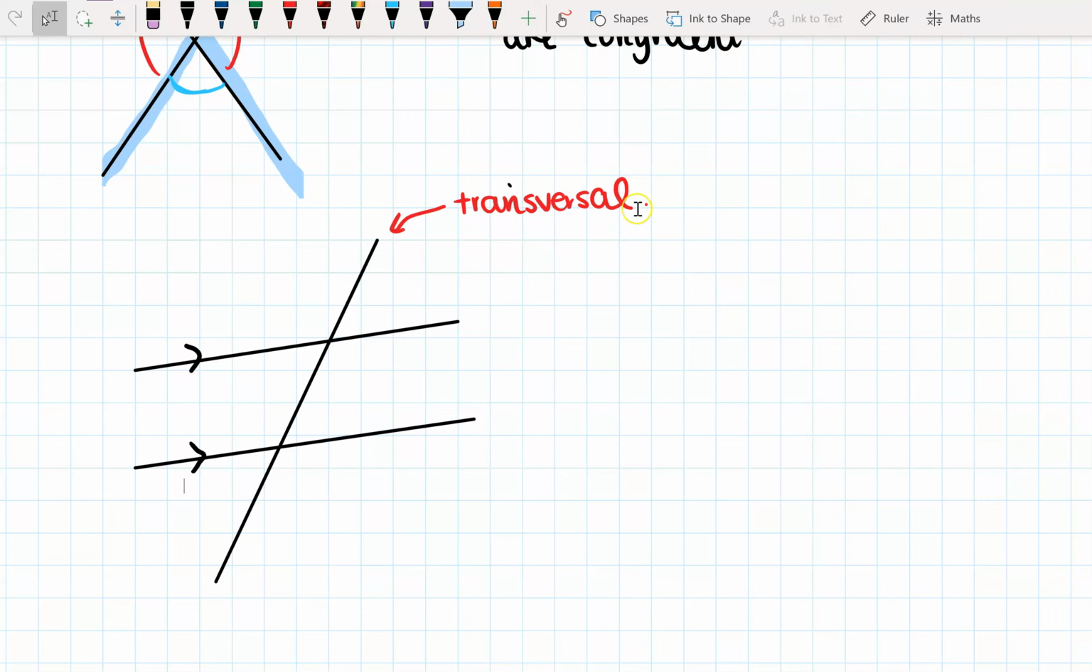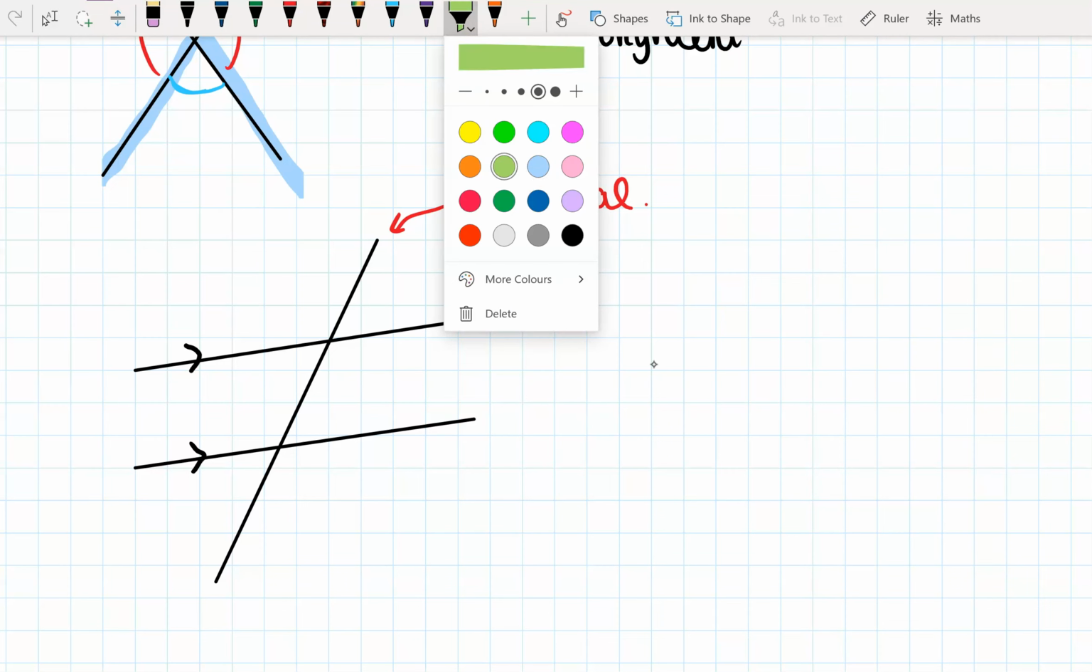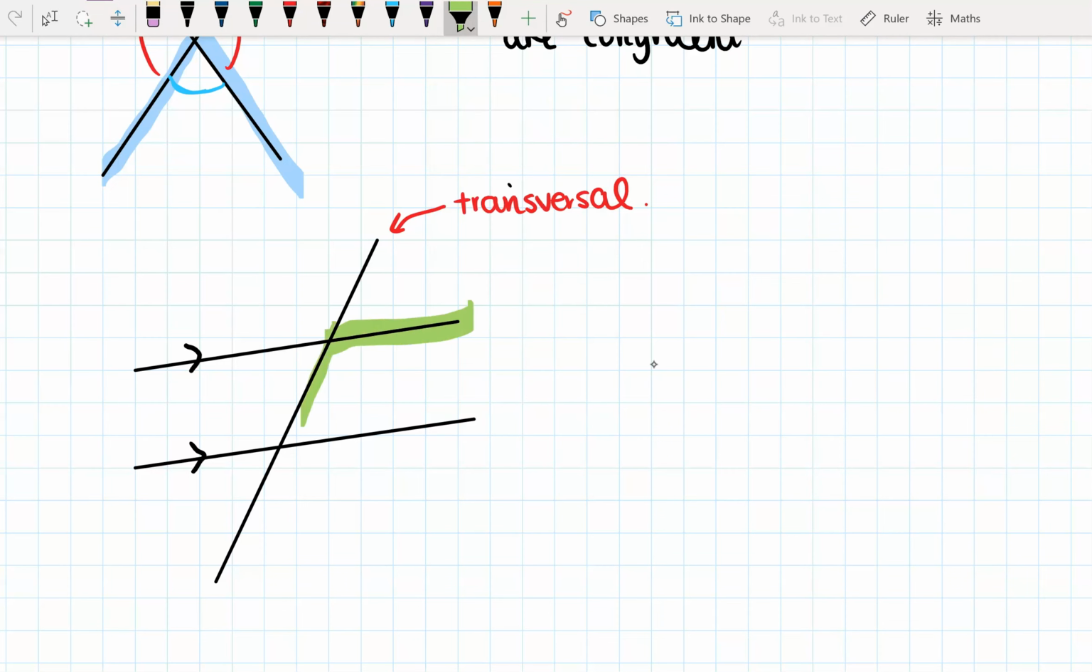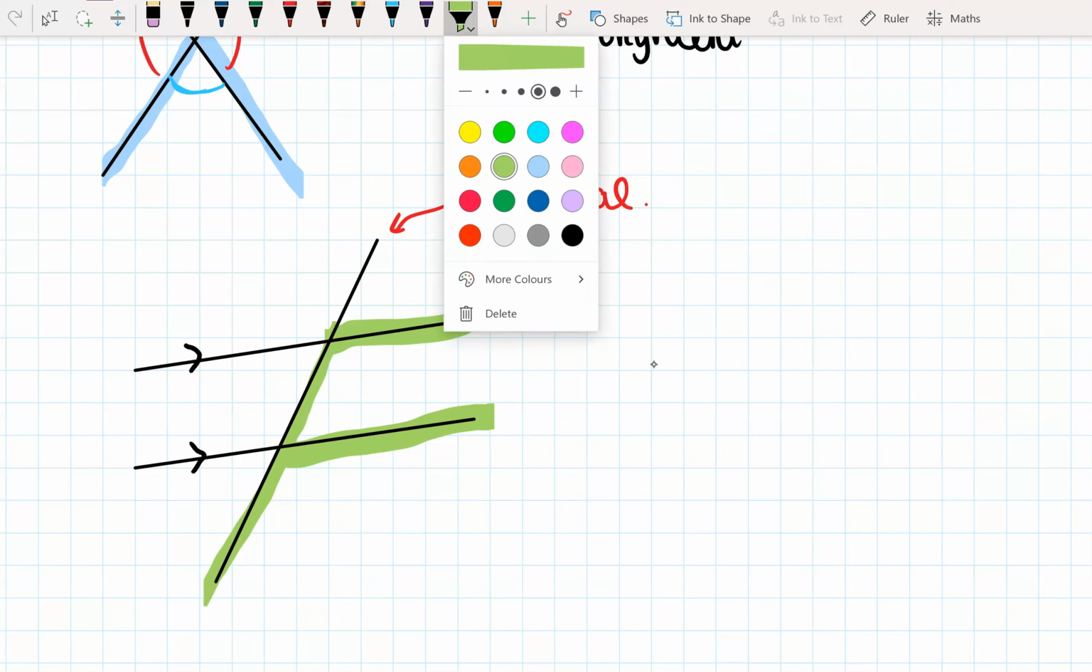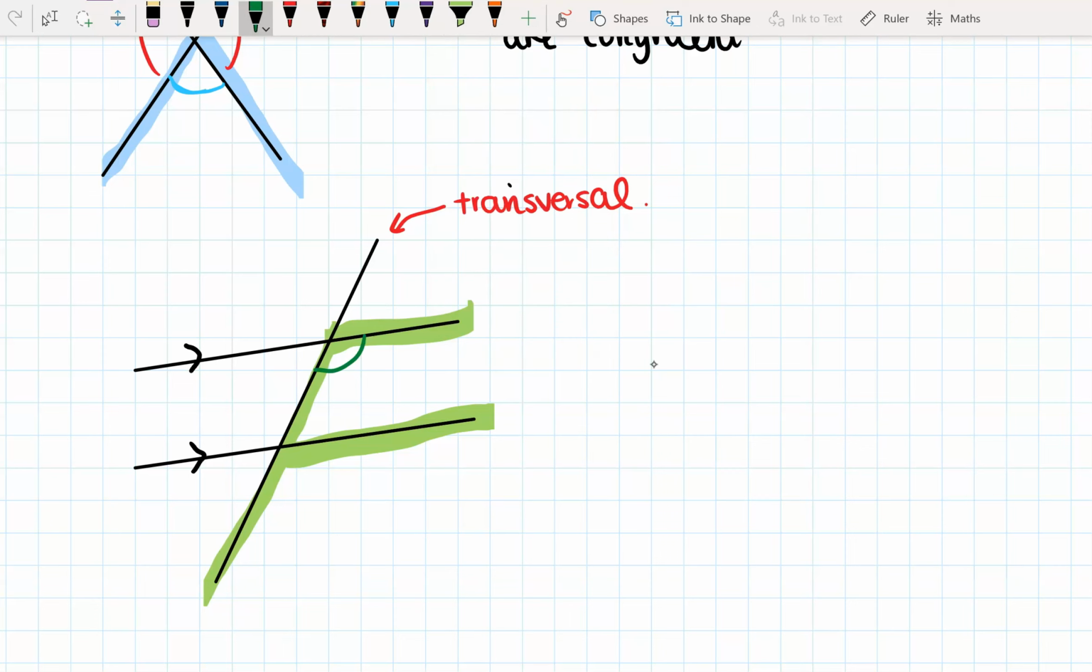When you have a transversal on a set of parallel lines, we have a few different rules that we can use, 2 of them to be precise. So we're going to talk about those now. The first rule, when you have parallel lines and a transversal, is this rule here. You can see that we have here an F. When you can see an F, the angles that are involved are these two underneath, and those two angles are the same.